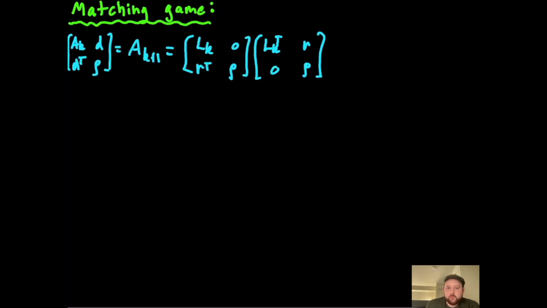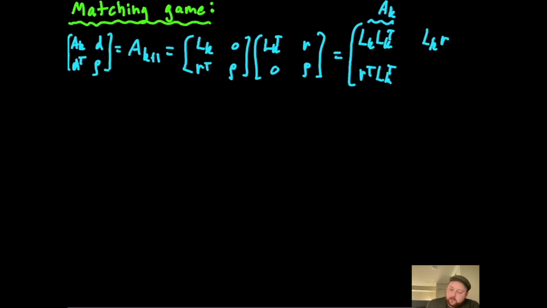But if I had found such an R and such a rho, and I multiplied this out, what would I get from these two matrices? I would get LK LK transpose, and note that this is just AK, by the inductive hypothesis. You would get LK R, you would get R transpose LK transpose, and in the bottom right corner you get R transpose R plus rho squared.